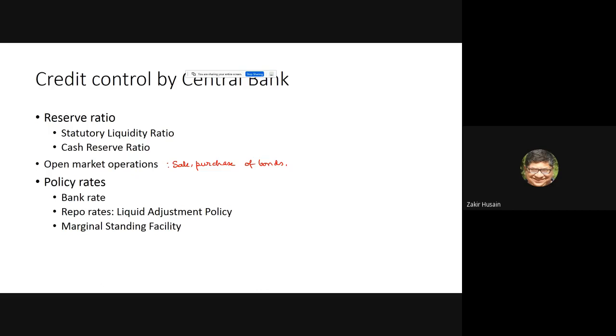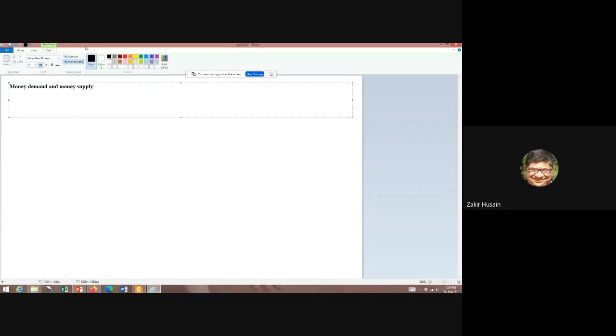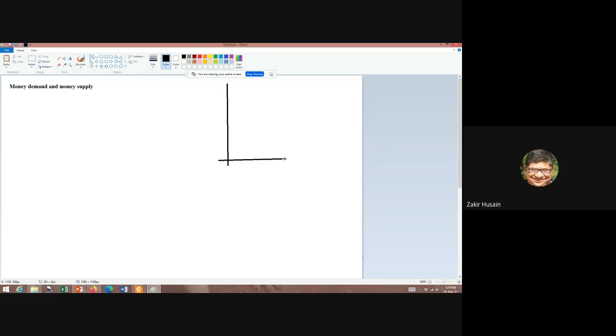Okay, so in this way, the central bank controls the money supply in the economy. Now, for our purpose, we take this assumption, we make a very simplifying assumption that the money supply is constant. So that means the money supply can be modeled in this way.